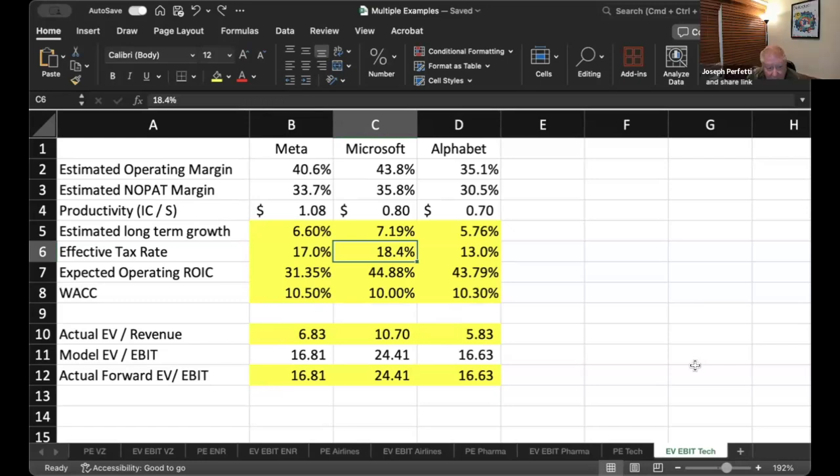Okay. So again, summarizing, even though Alphabet has a slightly lower operating margin, 35 versus 41, and an after-tax margin of 31 versus 34, Alphabet kind of makes up for the lower margin with the better productivity, 0.7 versus 1.08. Okay, so that kind of catches them up closer to 5.83 versus 6.83. But Alphabet also lacks the growth, as you pointed out. Alphabet's growing at 5.76, Meta's growing at 6.6. So the slightly higher growth, the slightly higher margin is why Meta's trading at a higher EV to revenue.